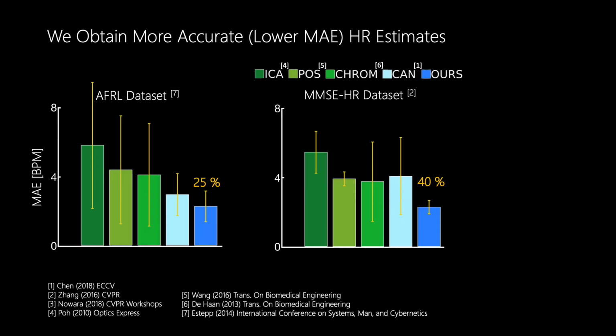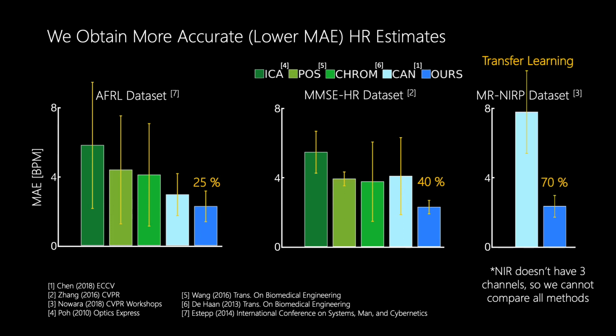We compare the performance of our denoising approach to several state-of-the-art methods for measuring pulse signals from videos, including supervised and unsupervised methods. Our method significantly outperforms the state-of-the-art, obtaining up to 40% lower mean absolute error in heart rate estimation. And our model, which was only trained on RGB videos, can generalize to the more challenging near-infrared, obtaining 70% lower mean absolute error. We could not compare all methods in near-infrared because the other methods require multiple camera channels.